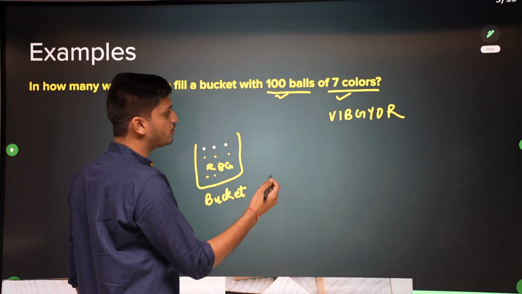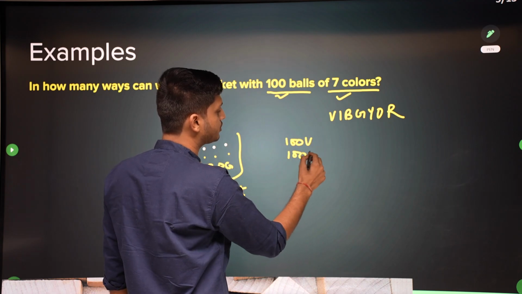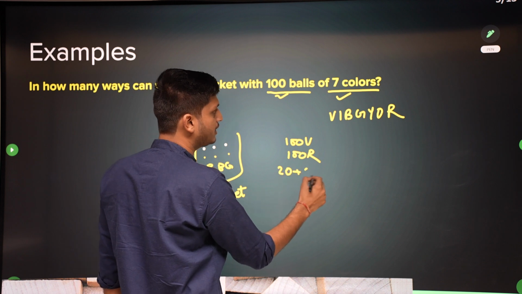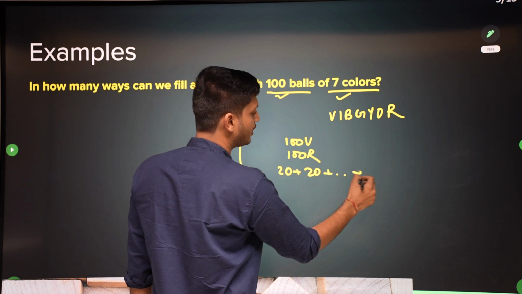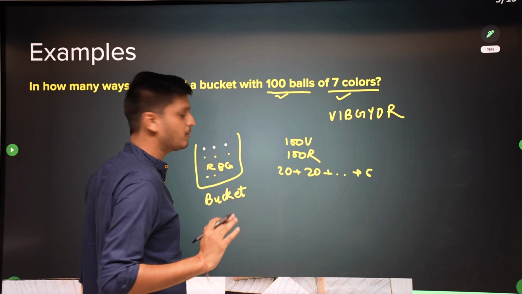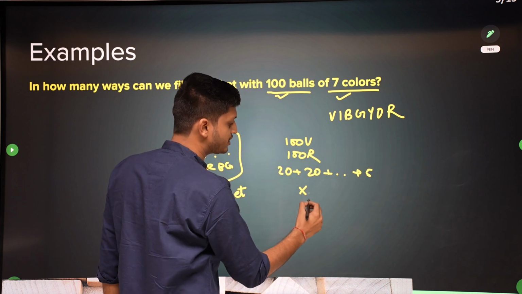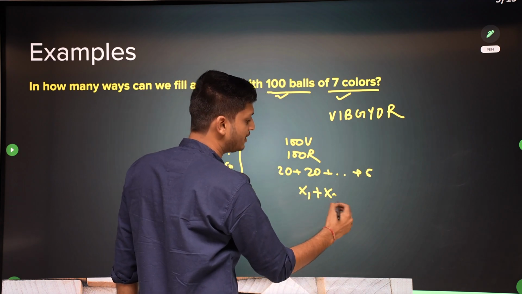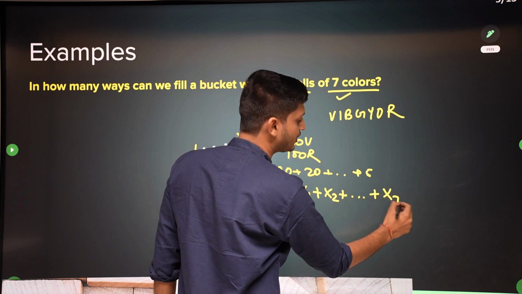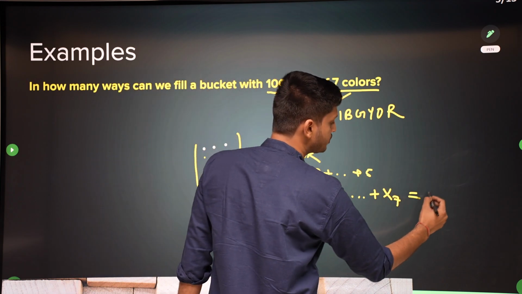So basically you can have all 100 violet balls, you can have all 100 red balls also, and you can have some combinations, like 20 violet balls plus 20 indigo balls and so on, like 5 red balls. But their sum should be equal to 100 because you have to fill 100 balls in this bucket. So let's say you have x1 balls of the first color, x2 balls of the second color, and so on. You have x7 balls of the 7th color, and the total number of balls you want is 100.